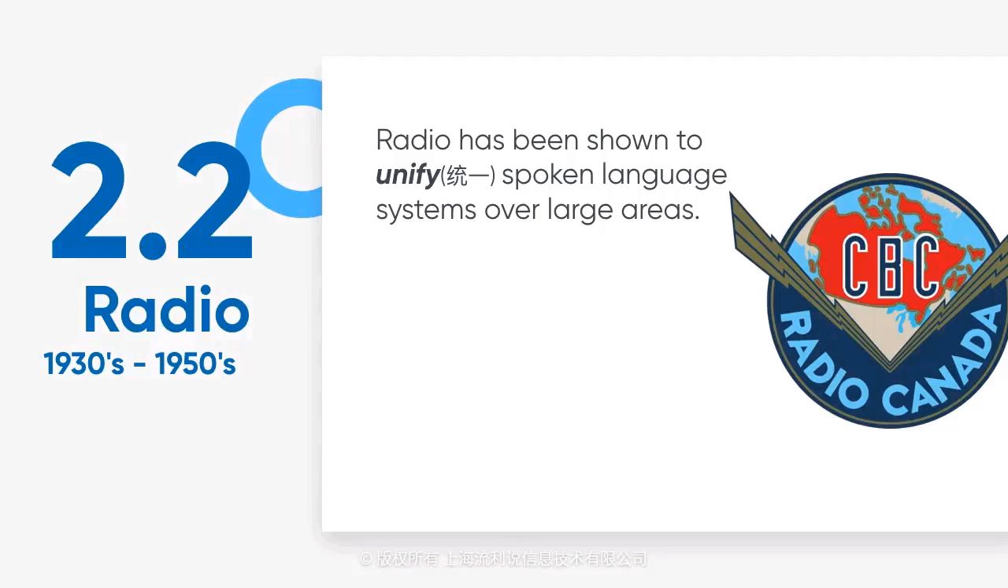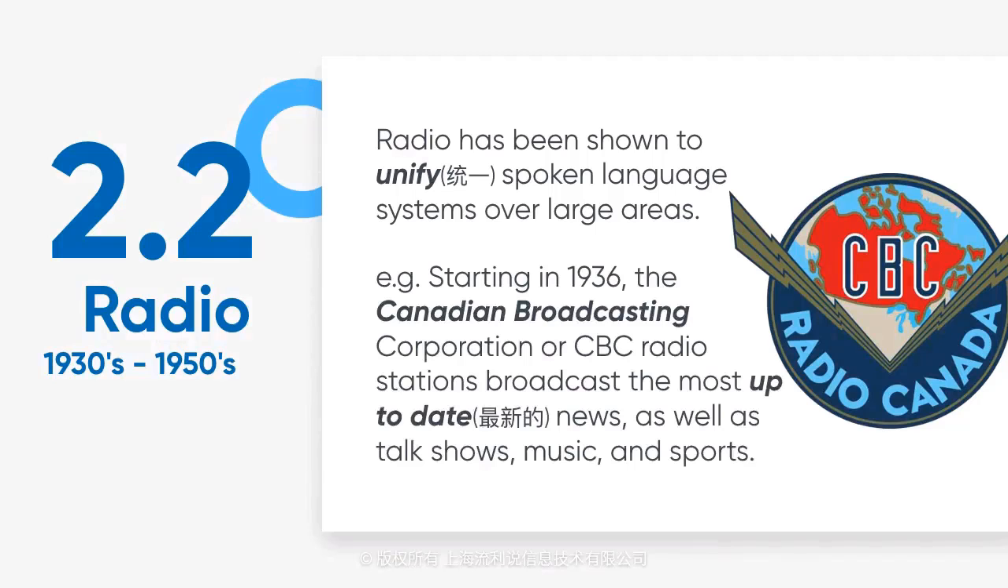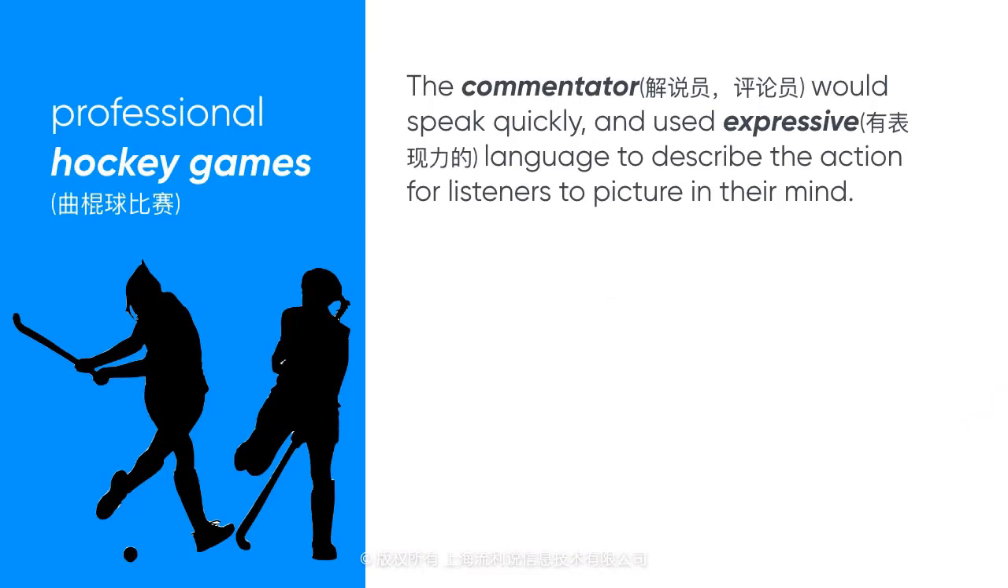Radio has been shown to unify spoken language systems over large areas. A prime example of this is in the western provinces of Canada. Starting in 1936, the Canadian Broadcasting Corporation, or CBC radio stations, broadcast the most up-to-date news as well as talk shows, music, and sports.